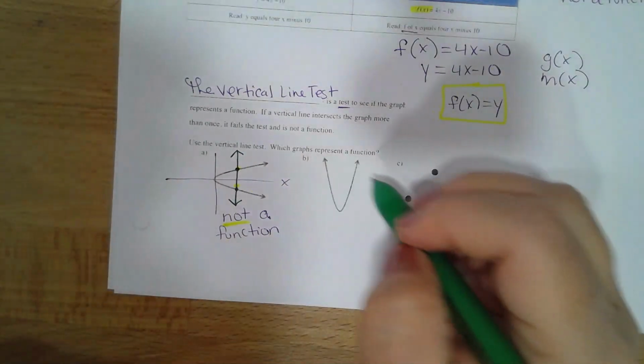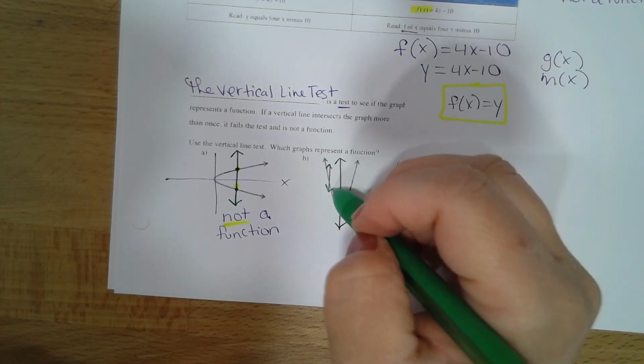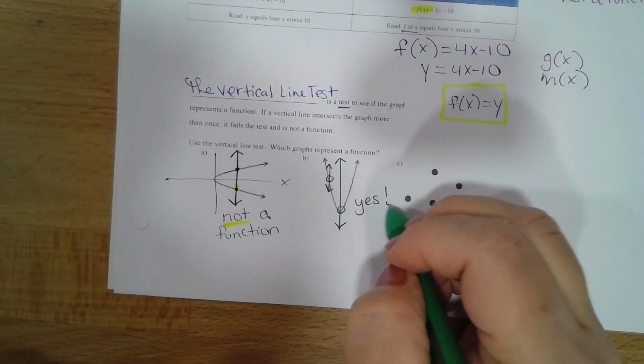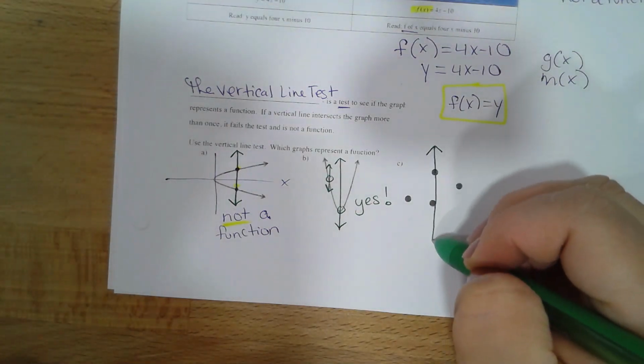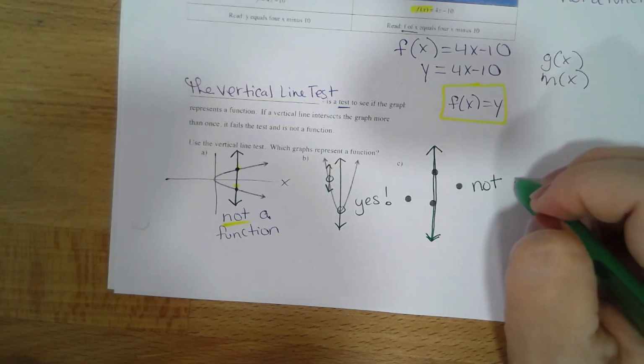So let's try letter B. If I draw a vertical line, right, now anywhere, it's only going to hit it once, right? So this is a function. Here, if I draw a vertical line, sorry I don't have a ruler, but this would also not be a function.